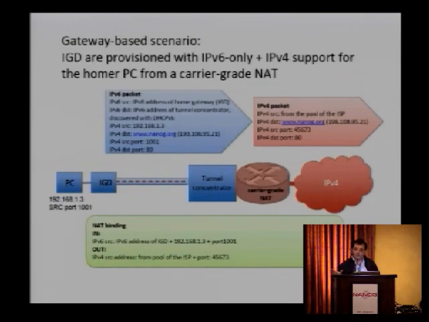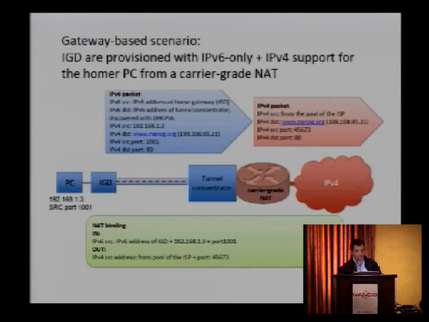So in this model, the home gateway has no global IPv4 address whatsoever. The only thing it has is a v6 address. So at the point where you have very little or no more v4 addresses to give to a customer, you can simply give them this home gateway. The home gateway sends a packet. Packets arrive in v6 at the tunnel concentrator.